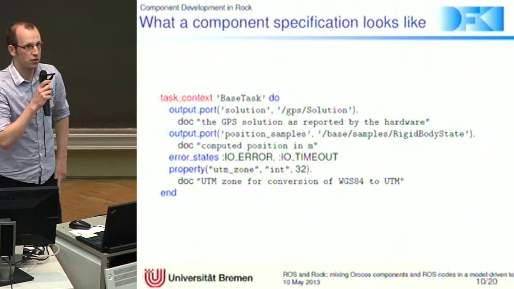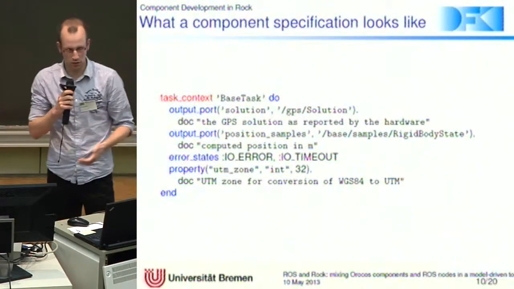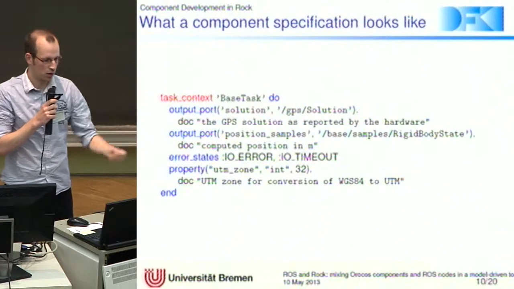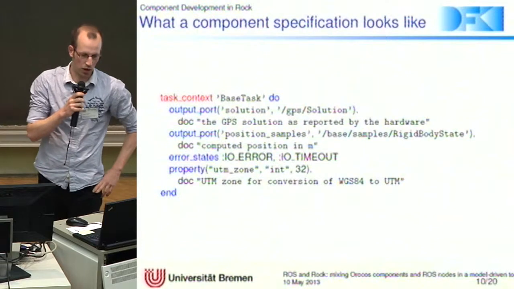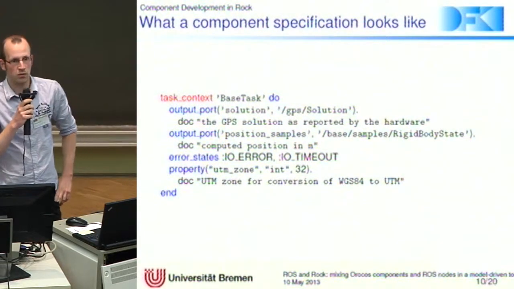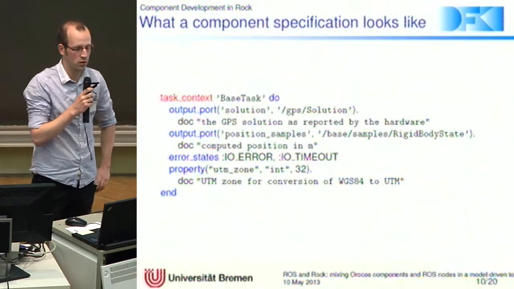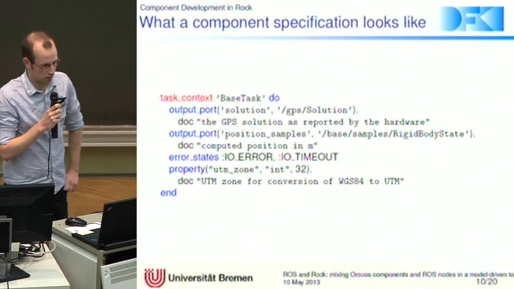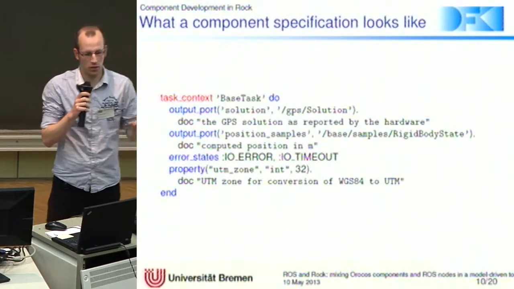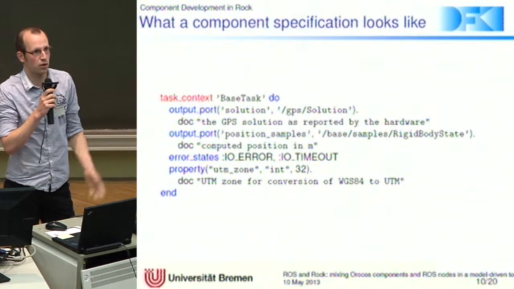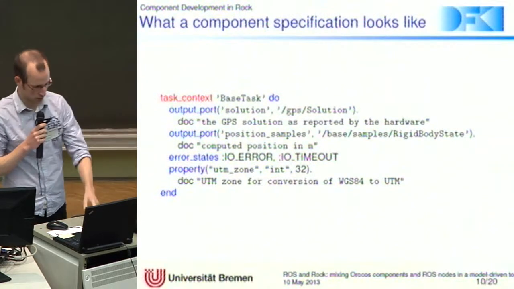So the specification looks like this. You have a task context, which is actually, well, your component description in a way. You have your output ports, you have your input ports, you can specify them. You have states that you can specify on top of the already existing ones, which are there with ROS. And then you can also define properties. So that's the first thing that you do when you start developing this component, and from that you generate the C++ skeleton automatically.